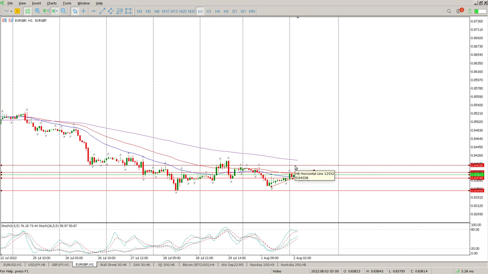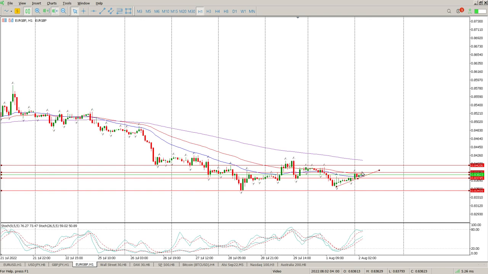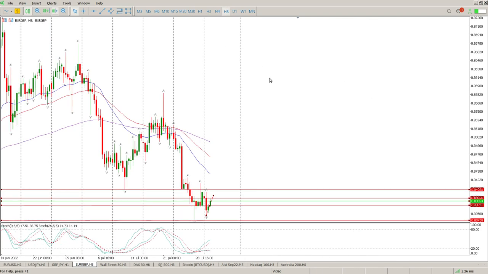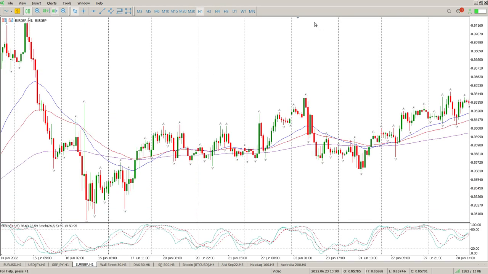Start breaking up above 0.84036, looking for a retest that will more than likely break 155, and then you have a bit of a trend reversal on the hour, setting up for a move back to the upside. I can't really see that happening, but nevertheless, if it does, you have a target area up here at 0.84414. Yeah, pretty much all over the place, I think, on Forex at the moment.